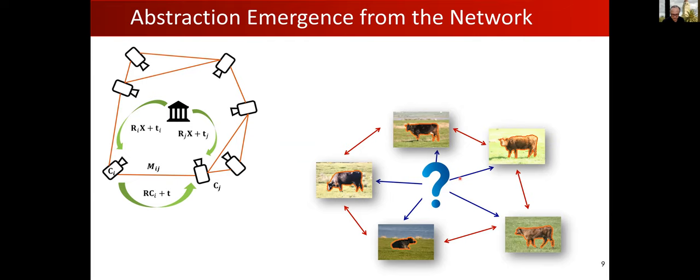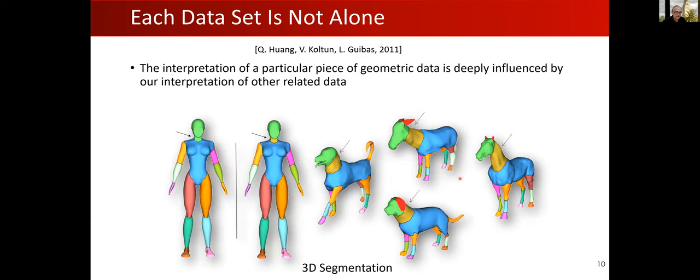The point is that in interpreting one piece of data, we can be aided by understanding how it relates to similar pieces of data. For example, if you are segmenting the human form shown here on the left, many algorithms will miss the neck because it's not such a prominent part of the anatomy of a human. On the other hand, if I'm segmenting the human in the context of many other mammals that have prominent necks like horses, dogs, and so on, and if I understand the structural connections between the human and these animals, then the importance of the animal necks transfers over to the human, and I don't miss the human neck. So this is the central notion we'll pursue.